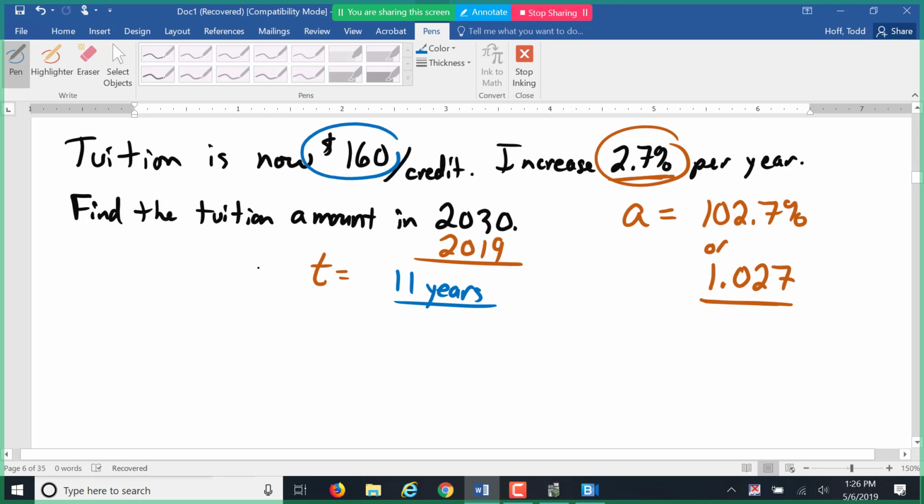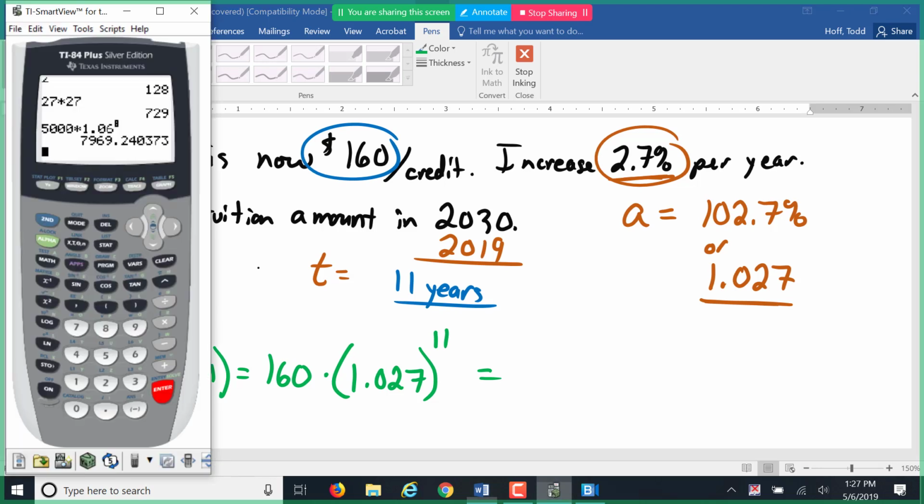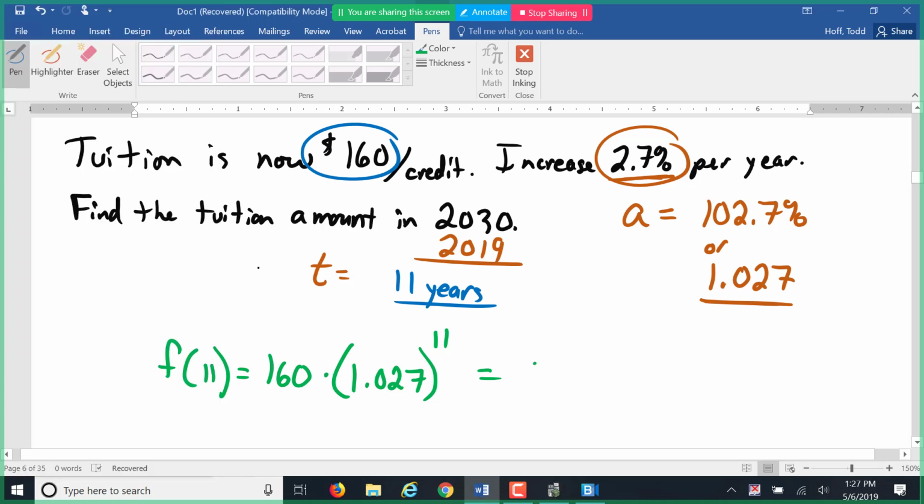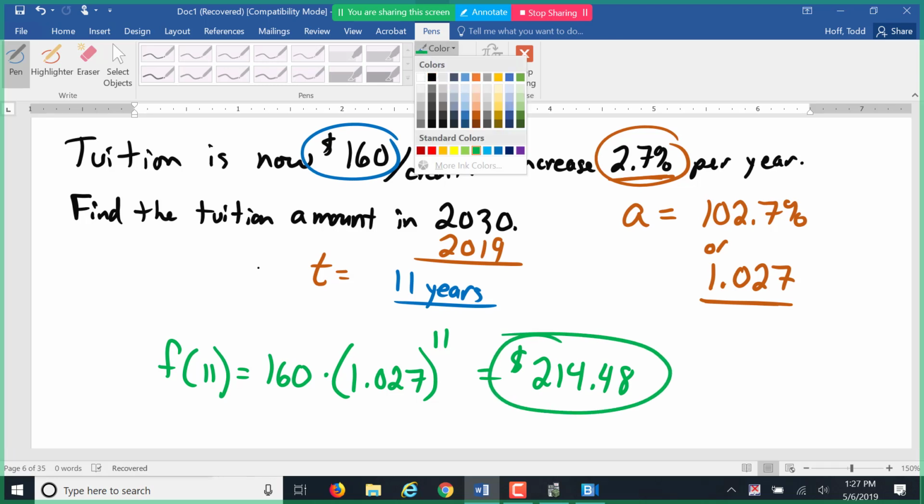Of course, our beginning balance is going to be the 160. So that cost in 11 years is 160 times 1.027 to the power of 11. So $214.48. So $214.48 is the anticipated tuition per credit in 2030.